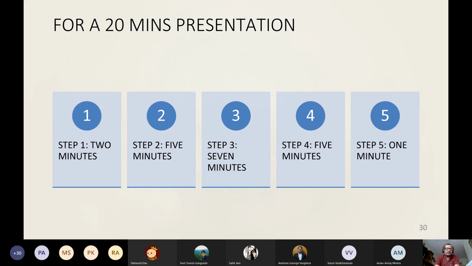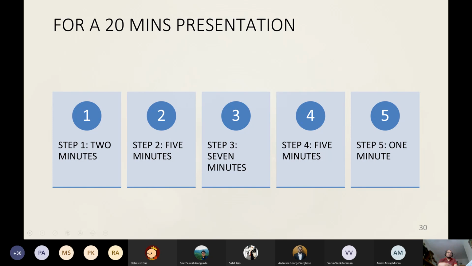If you are planning for a 20-minute presentation, what will be the timeline for this course? The first step that we discussed, pitching it, you should spend a maximum of 2 minutes, not more than that. I have seen folks explaining their idea for 10 minutes, and by then the audience will say, "Okay, done. We are not interested in this particular topic," right?